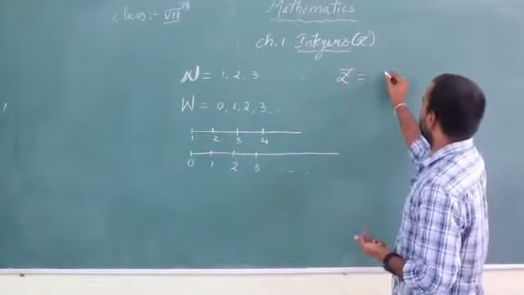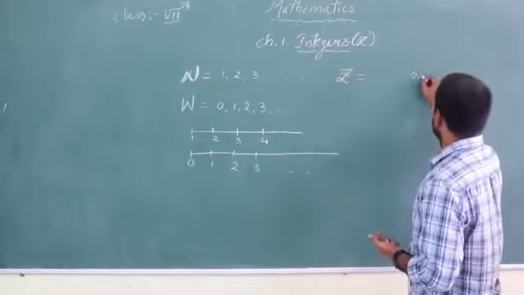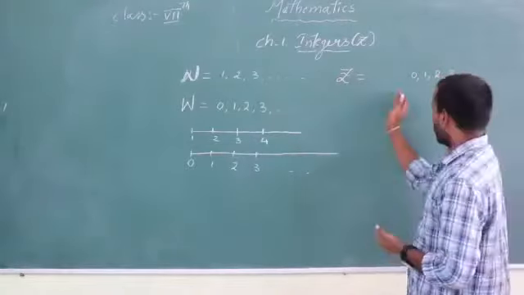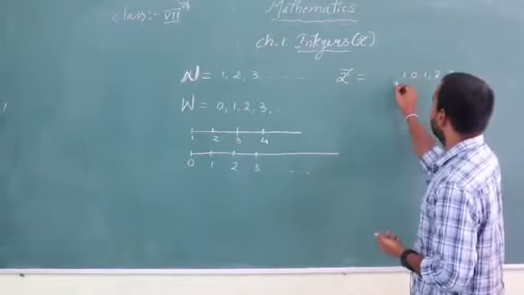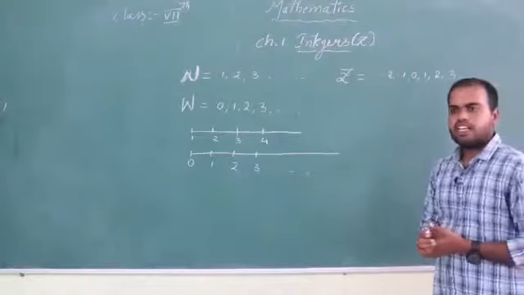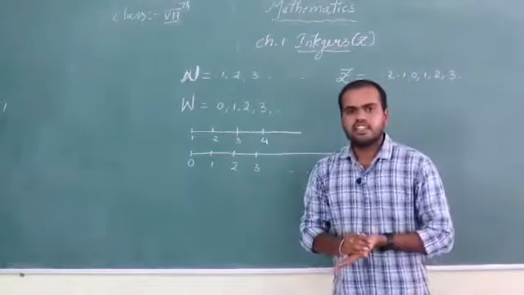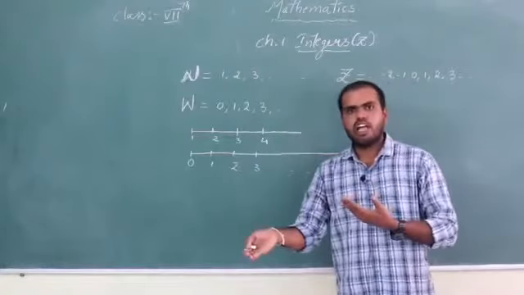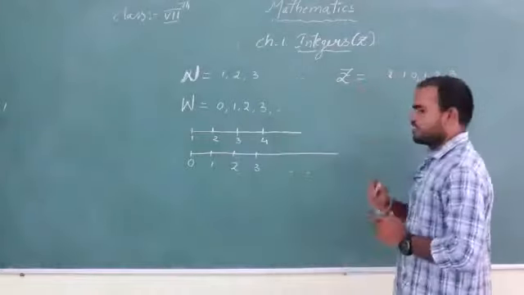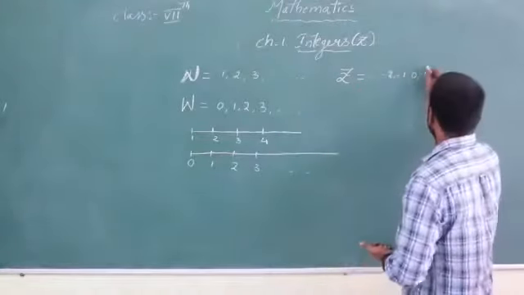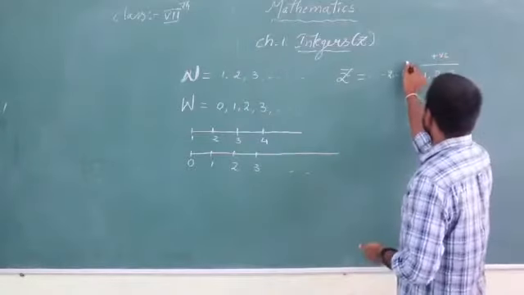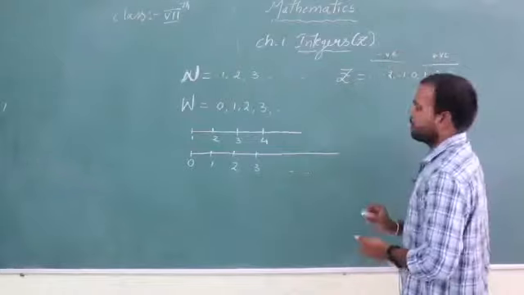So integers means 0, and on its right side are the positive numbers, and on the left side of 0 are the negative numbers: -1, -2, -3 and so on. So integers means the positive numbers, the negative numbers and 0. These are all positive numbers, and these are all negative numbers.